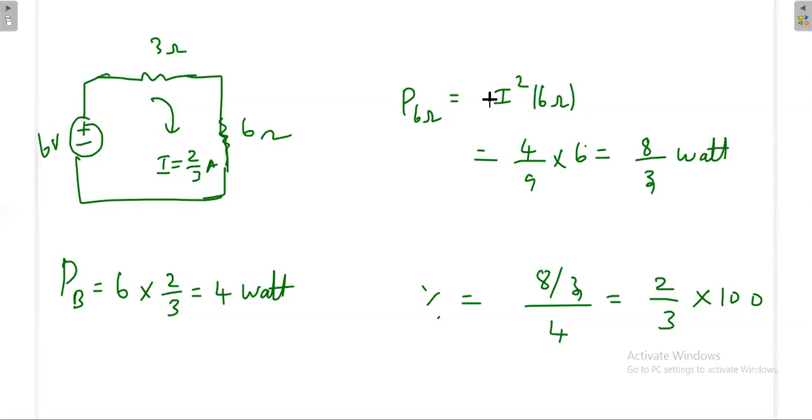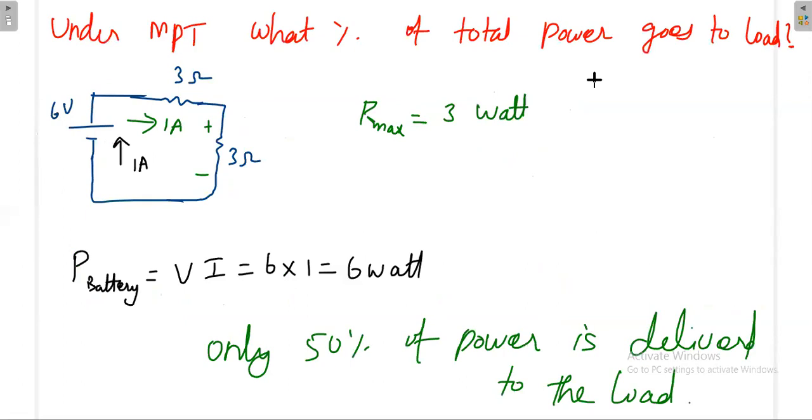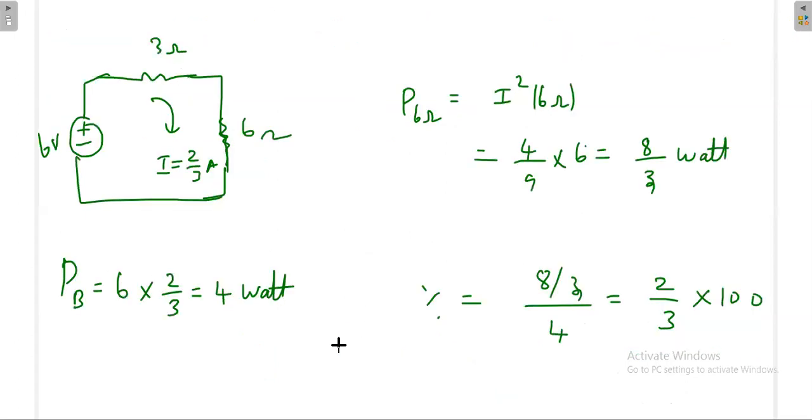Okay, so we'll come to this later, but this statement is true. This will work. Mostly they'll ask this question under the maximum power transfer theorem: how much percentage of the power is delivered to the load? Only 50%. Now we'll see later what this is. Some understanding is missing here. We'll see later what that missing part is.